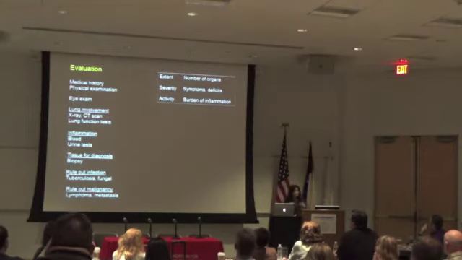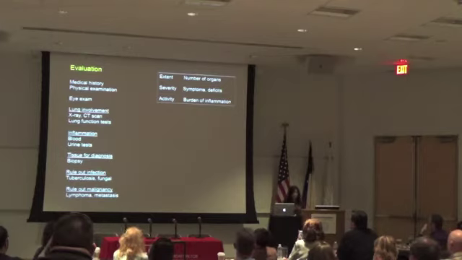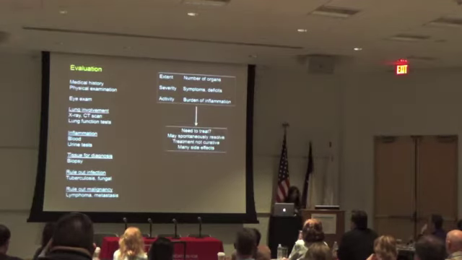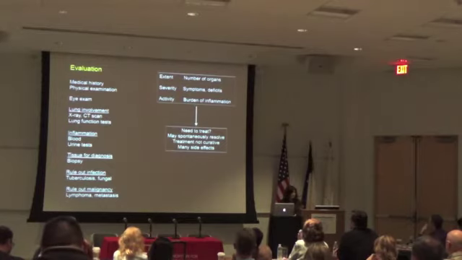understanding what is the extent of the disease, how many organs are involved, what is the severity of the disease, how bad are the symptoms, how bad is the disability that it's causing, and the activity of the disease, that is, what is the burden of the total body inflammation. And based on these considerations, we would then discuss with the patient about the need to treat.